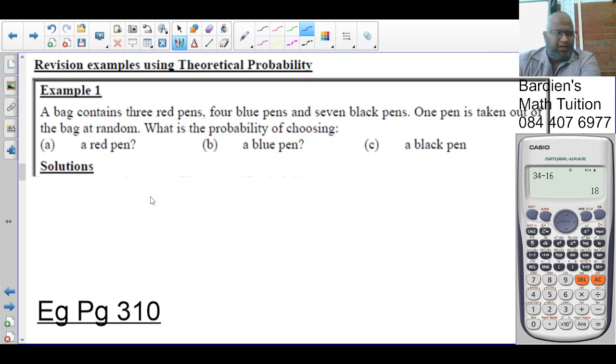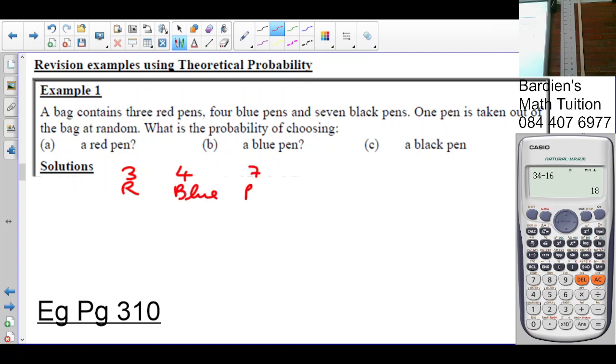Okay, so a bag contains 3 red pens, 4 blue pens, and 7 black pens. So it's 3 red, 4 blue, and 7 black. So how many pens are there in total? So the total, 7, 4, and 3 is going to give you 14. So that is the number of possible pens there are, or pens to draw from, basically.